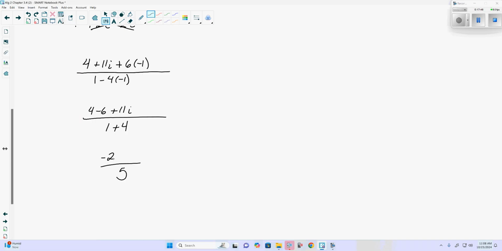4 minus 6 is negative 2. So, yes and no. Technically, it's not in standard form, because standard form is a plus bi. Now, a and b can be fractions.